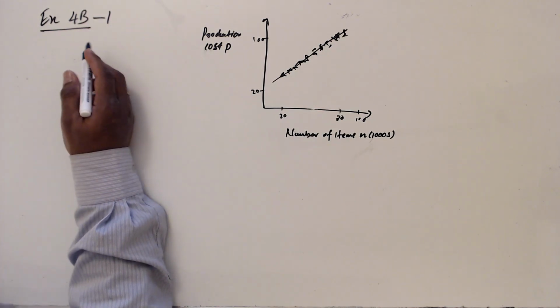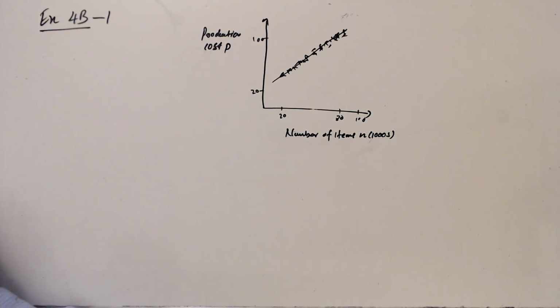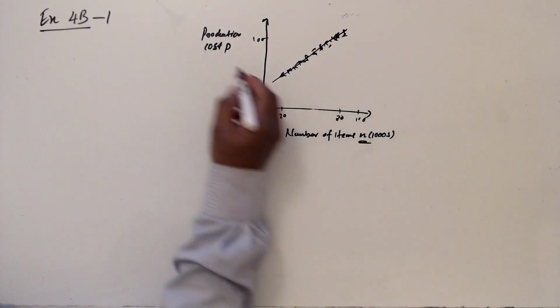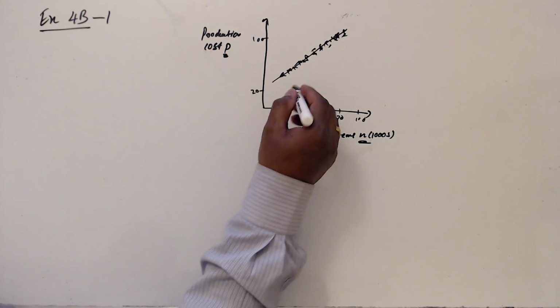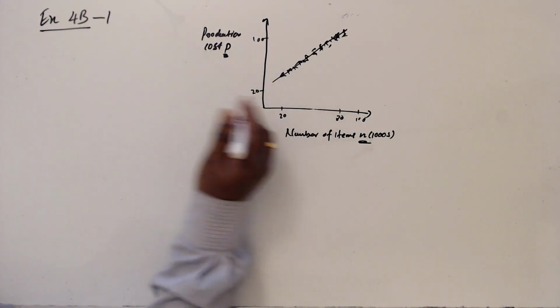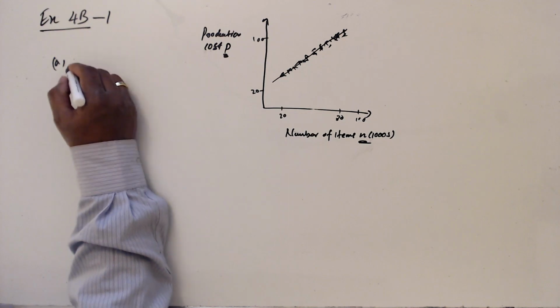Exercise 4B, question number 1. An accountant monitors the number of items produced per month by a company together with the total production. There is a table with the number of items N and the production cost P, and draw a scatter diagram to represent this data. So I did a sketch. You can do a scatter diagram on proper graph paper, and I will let you do it.